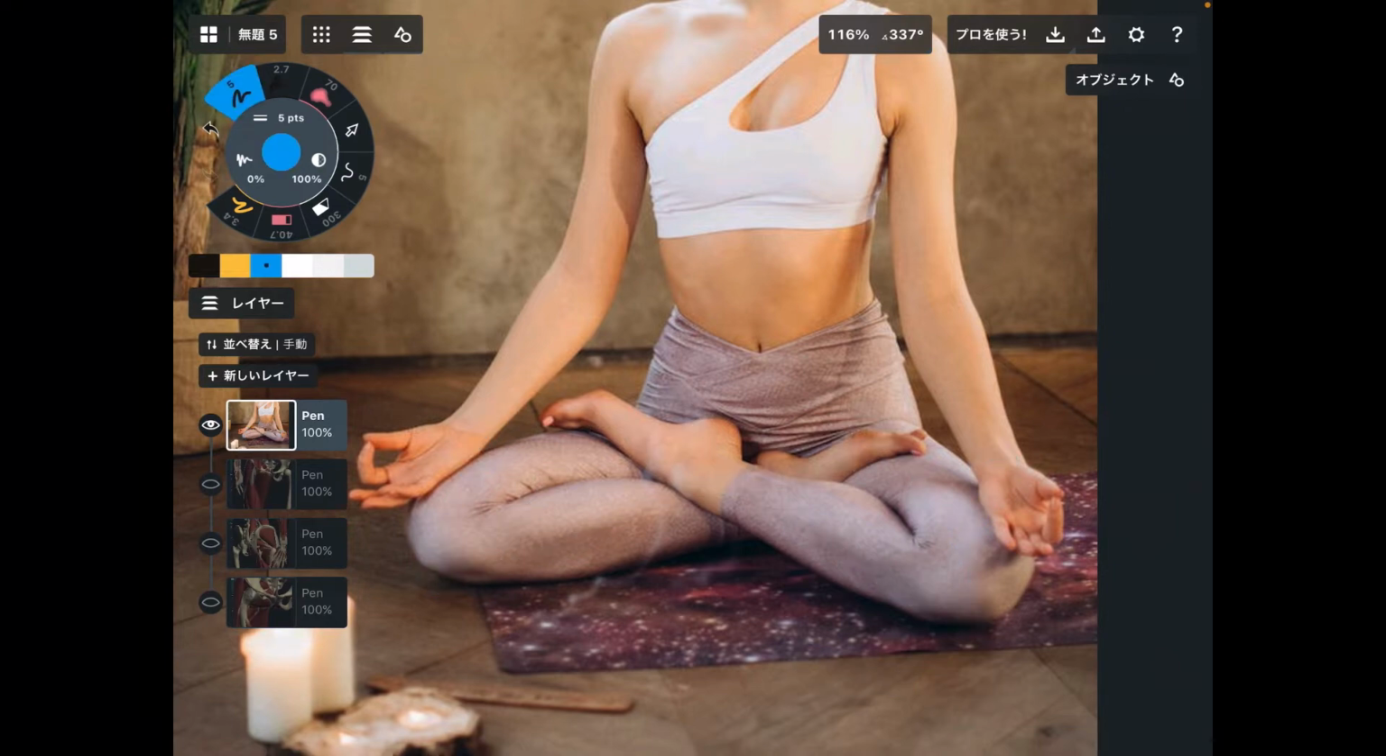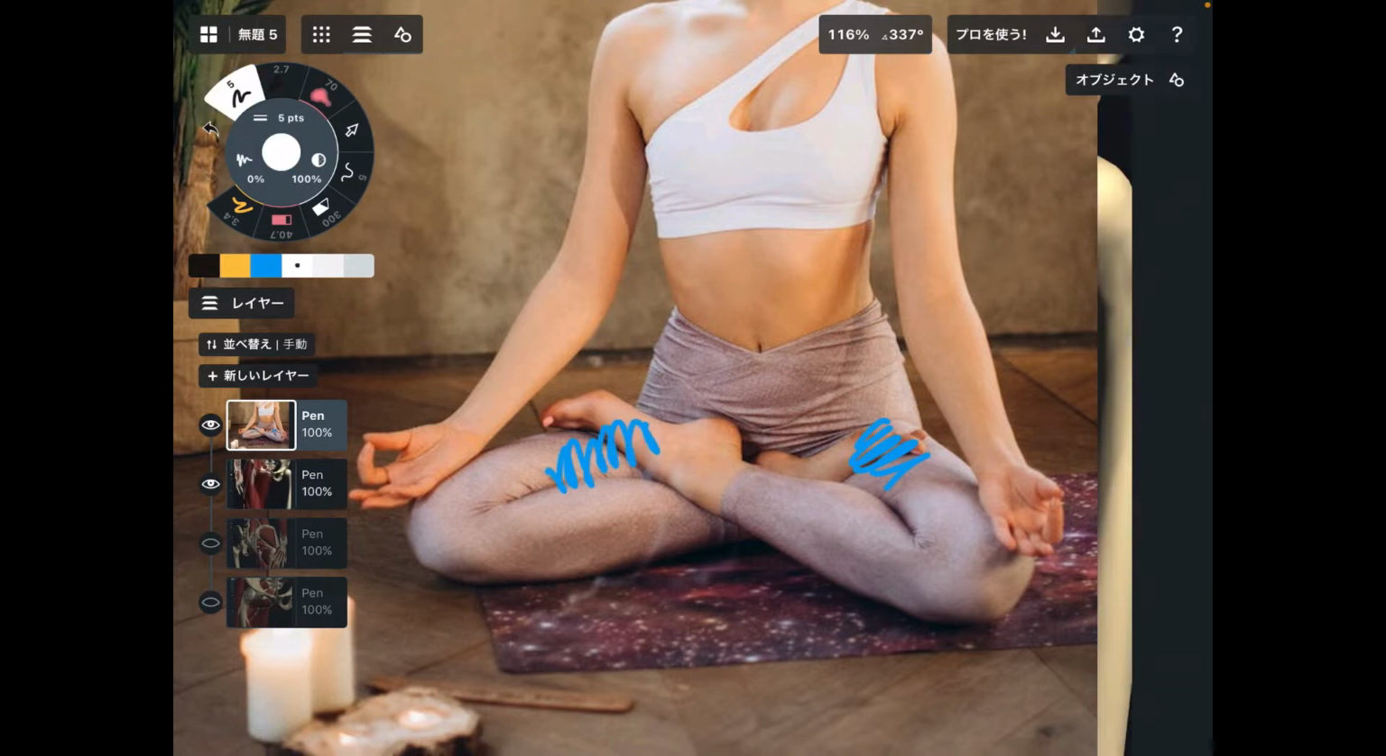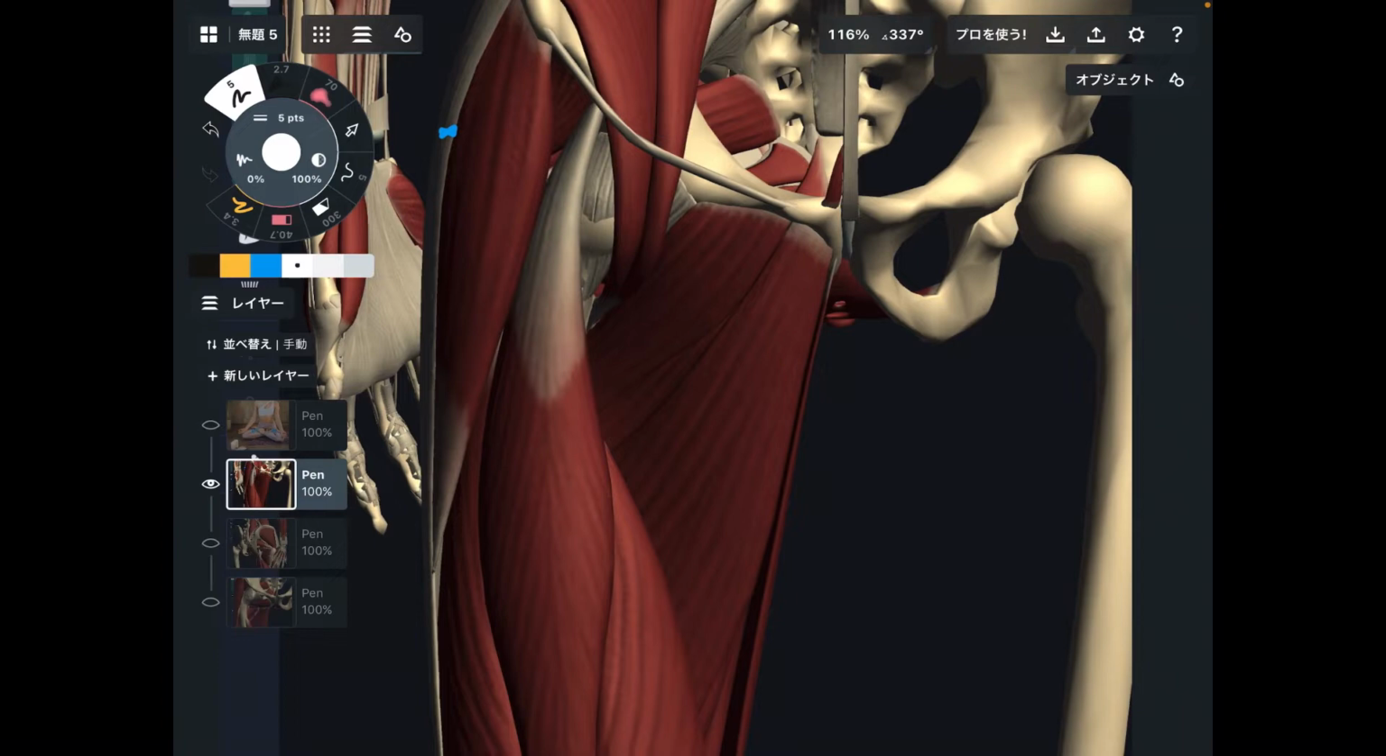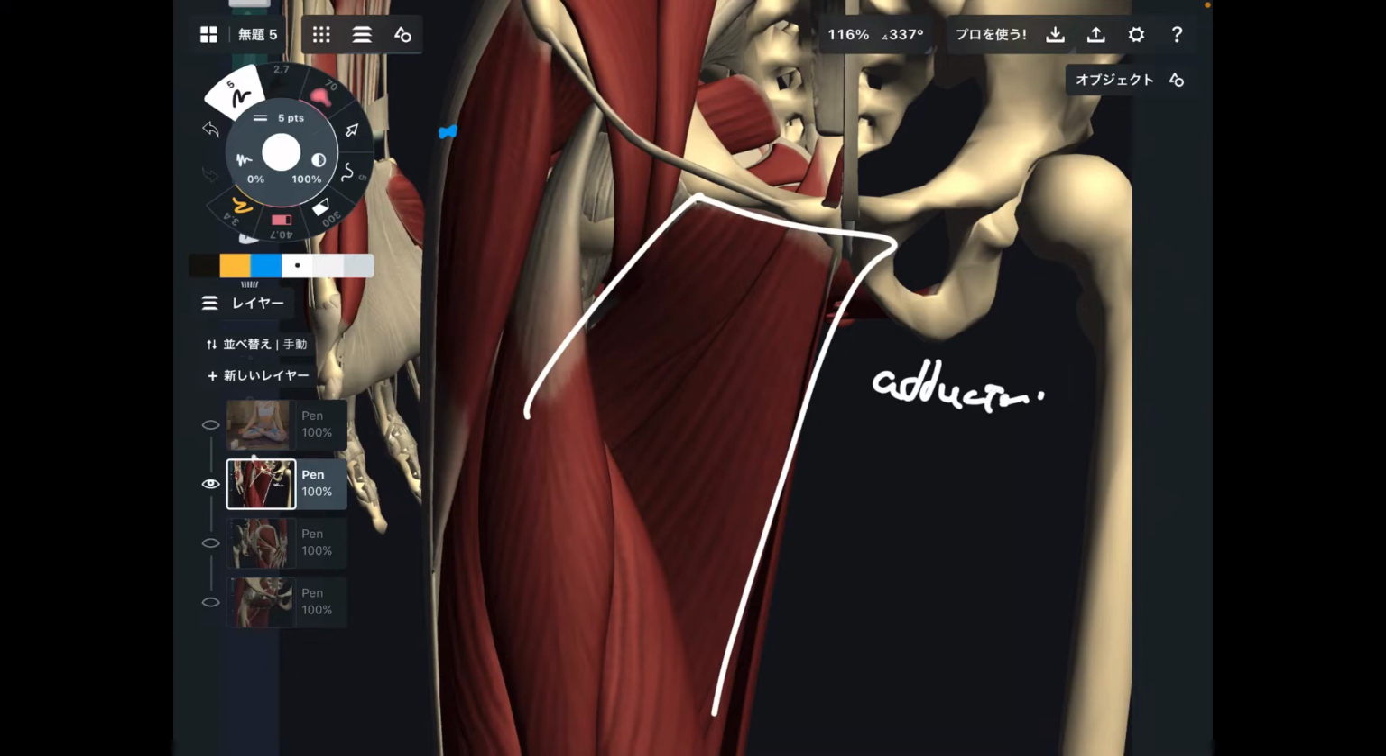First place is the inside of the thigh, right here. I want to focus on one muscle group. That is this one. This is adductors. Adductors or adductor muscles, this is a group of muscles. Okay. The function of adductors is, of course, hip adduction.